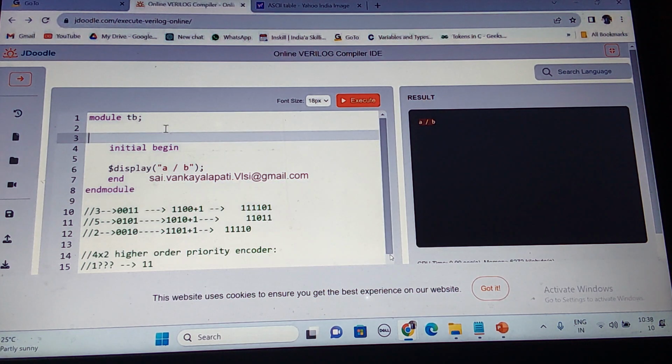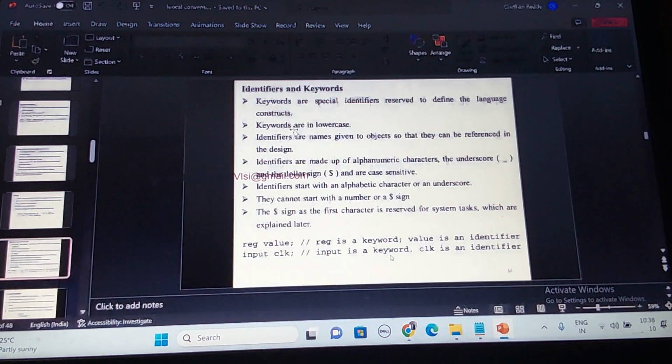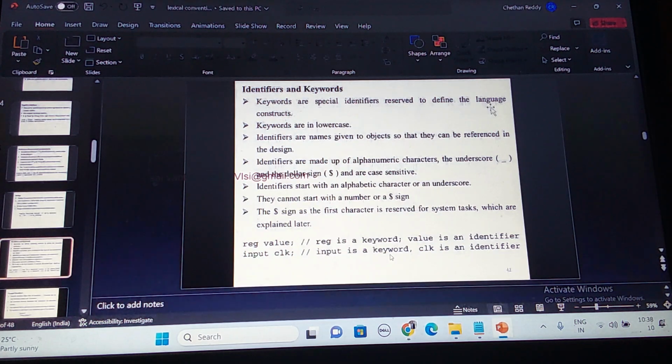Now here, what are the identifiers? Which one is an identifier here? TB is the identifier. Which one is a system task here? The dollar symbol. So in Verilog, the keywords are the special identifiers reserved to define what? Language constructs. These are the keywords which are reserved to specify the language constructs. Keywords are usually in lower case in Verilog. Identifiers are the names given to an object or a variable, so that they can be referred to in the design.